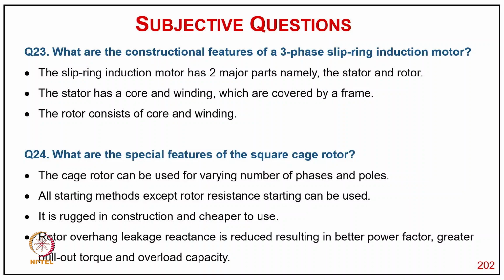What is the construction of a three phase slip ring motor? The slip ring motor has two major parts, the stator and rotor. The stator has a core and winding, and the rotor consists of a core and winding.